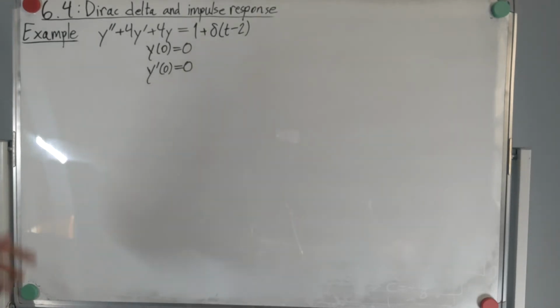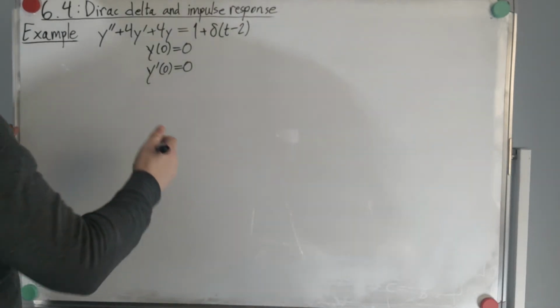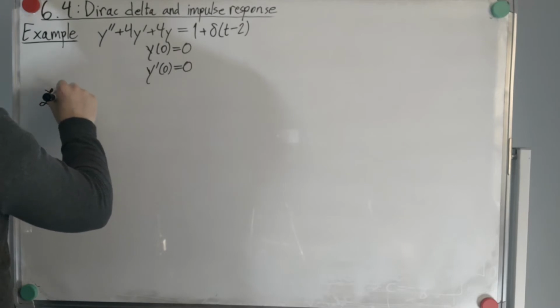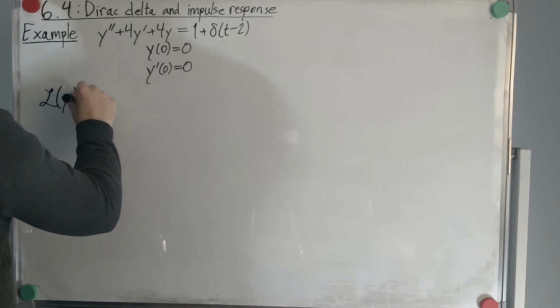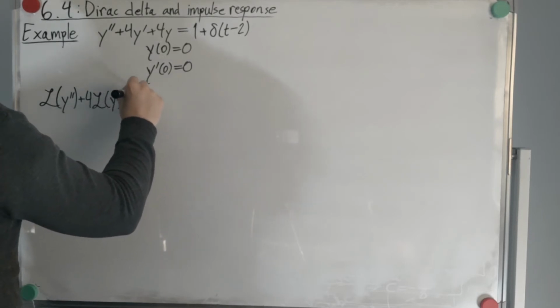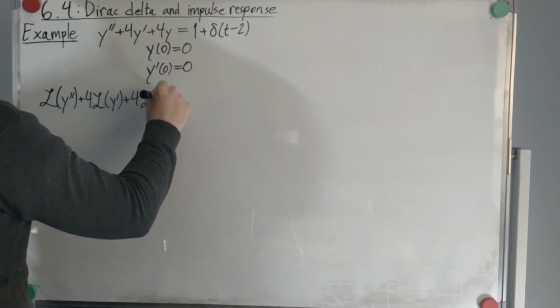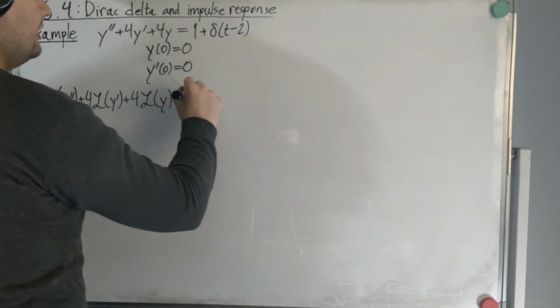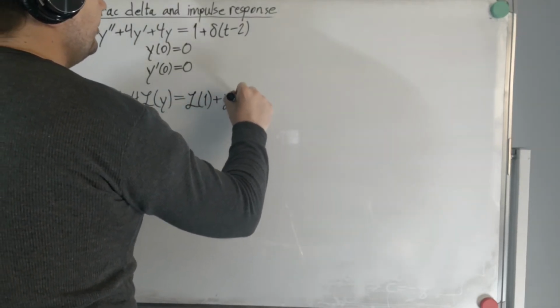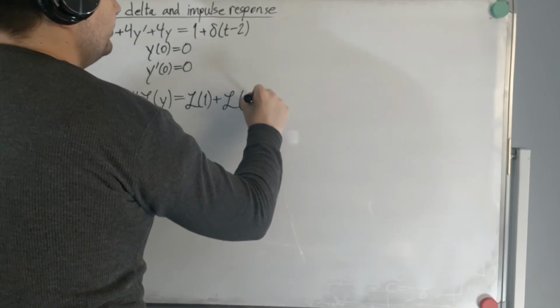So, because there's a delta in here, we're going to have to take the Laplace transform of both sides. So Laplace transform of y prime prime plus 4 Laplace transform of y prime plus 4 Laplace transform of y equals Laplace transform of 1 plus Laplace transform of delta of t minus 2.